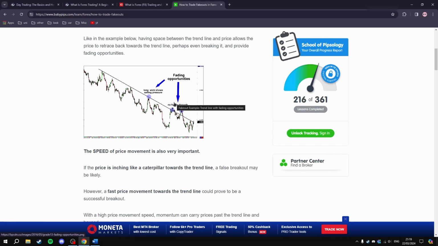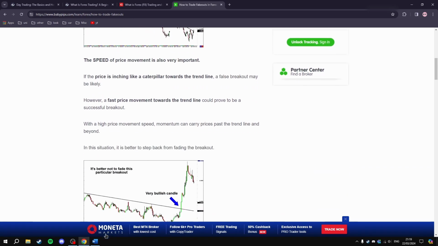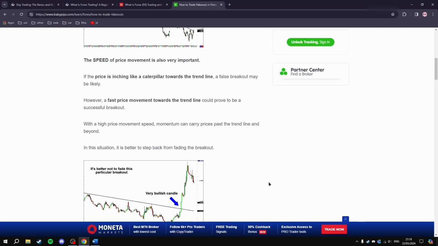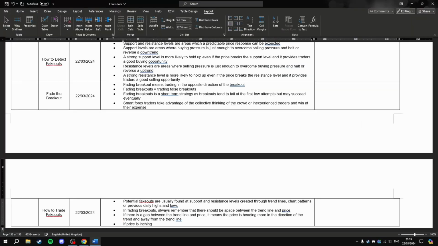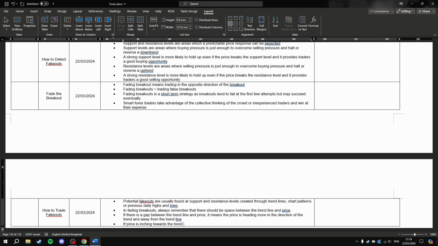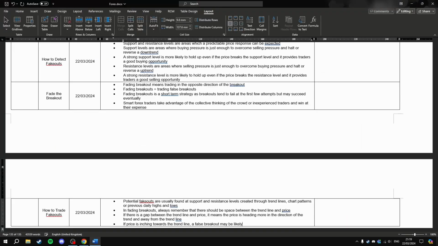The speed of price movement is also very important. If the price is inching like a caterpillar towards the trend line, a false breakout may be likely.